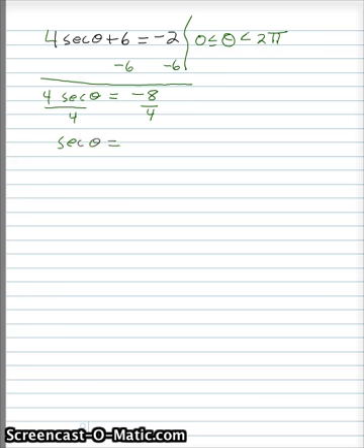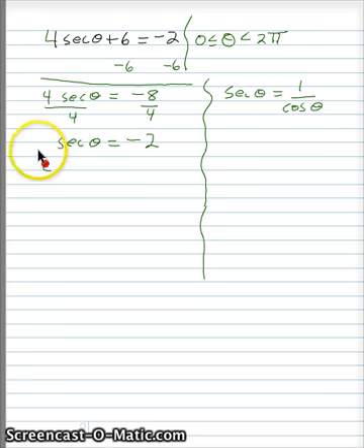What do we recall about this? Well, sec and cosine are reciprocals. So the sec of theta is 1 over the cosine of theta. If I take the reciprocal of both sides of this equation, the reciprocal of secant is cos theta. The reciprocal of -2 is -1 over 2.